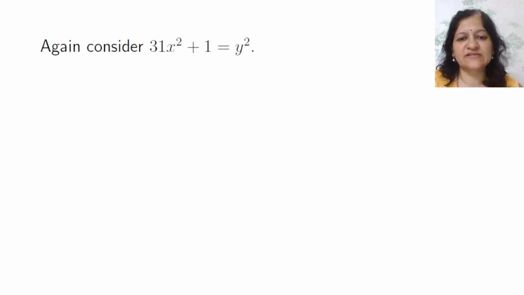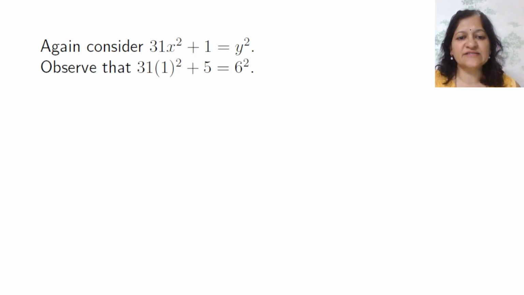We have already discussed this example by the Bhavana method, but there, finding auxiliary equations by trial is a difficult task. But now, in this case, finding a suitable auxiliary equation is easy. There is no trial. You find the nearest square, and the nearest square is 36. So we get the equation 31 into 1 square plus 5 equal to 6 square.